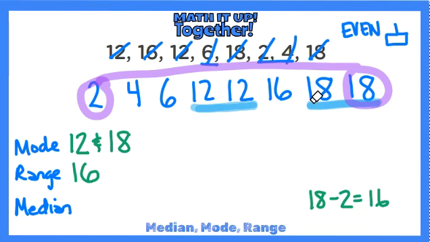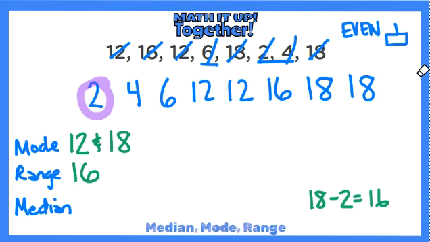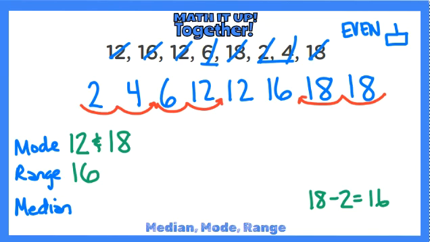Now, our median is going to work a little differently this time because we do have an even number of data. So we're going to count in like we did before and find the middle. So let's go 1, 2, 1, 2, 1, 2, 1, 2. So our middle is right here. There's no number in the middle.